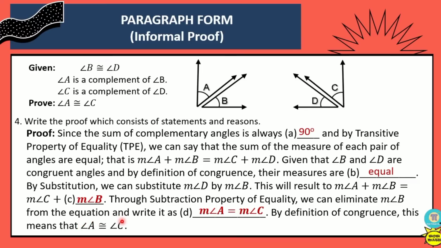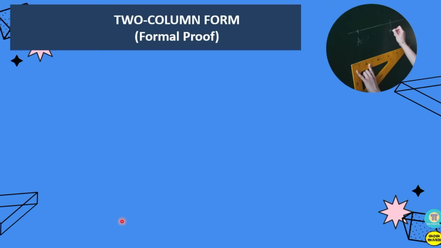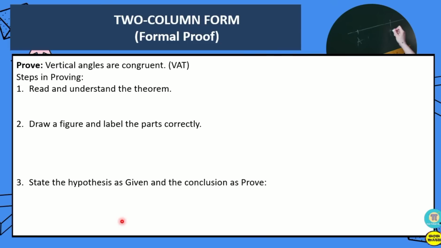Okay? Next, let's have the two-column proof under direct proof pa rin, but this time, formal proof na tayo. So, ito medyo organized na siya. Organized talaga. So, ang ipoprove po natin, vertical angles are congruent. Read and understand the problem. You may rewrite the given statement into if-then form. So, if the angles are vertical, then the angles are congruent.